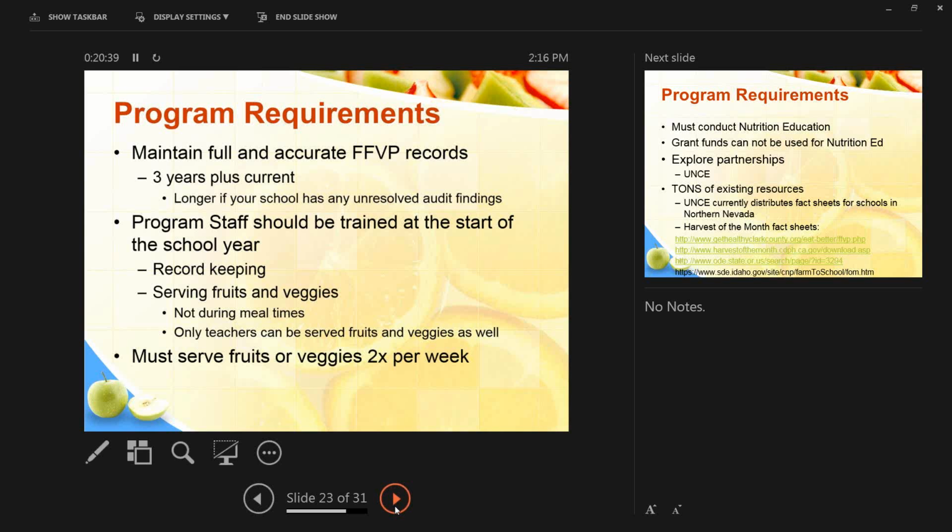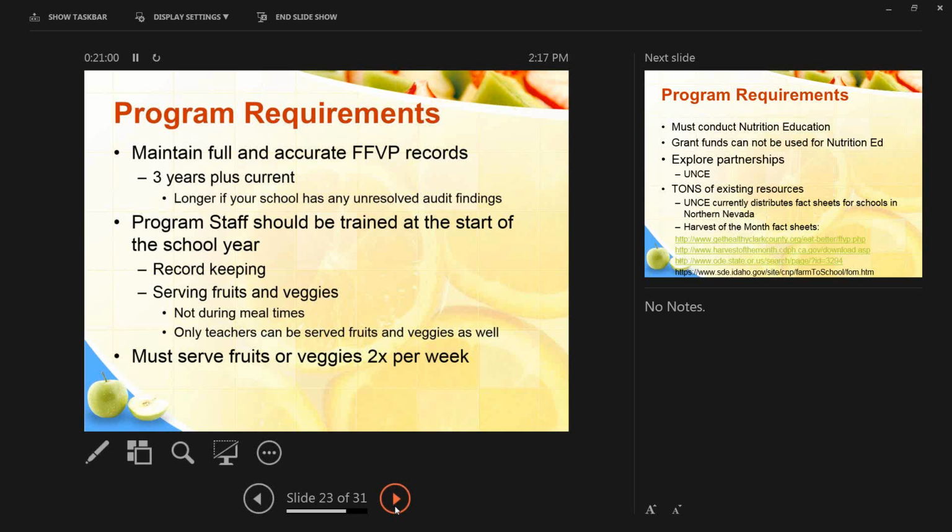Program staff need to be trained at the start of the school year, and that should cover record keeping and then also serving the fruits and vegetables. So the Fresh Fruit and Vegetable Program can't be served during meal times, and the only adults that can participate in taste testing the fruits and vegetables as well are teachers.